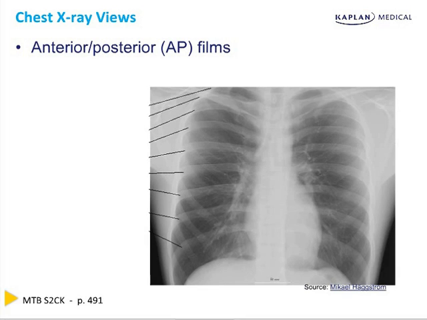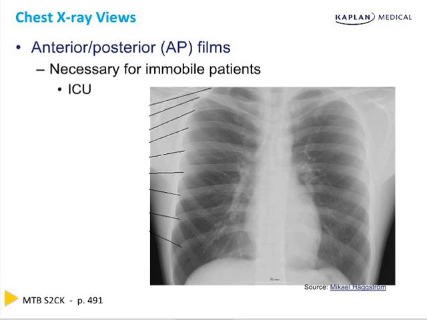Seen here is an anterior to posterior chest X-ray. While PA films are preferred for several reasons, AP films are often more convenient to obtain because in a bedridden patient, the cassette can just be slid underneath the patient and the X-ray source placed above the bed. Thus, AP films are often utilized in an ICU setting as well as in paralyzed patients. Unfortunately, these images are often of inferior quality because they are taken by portable X-ray machines.